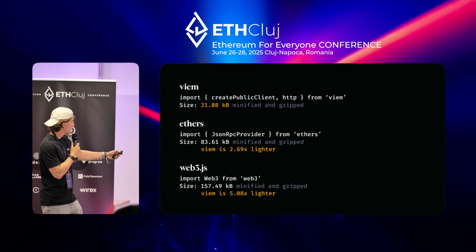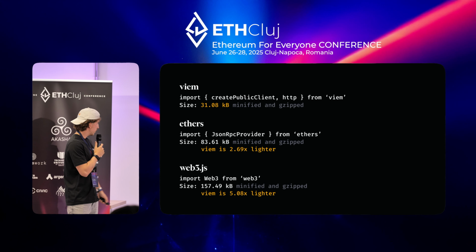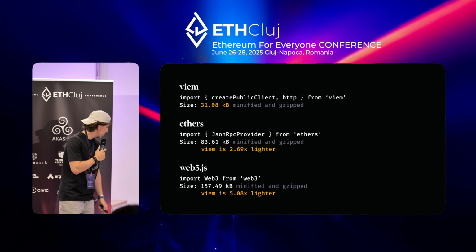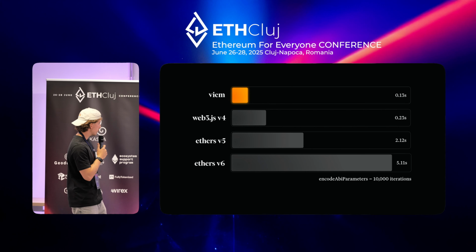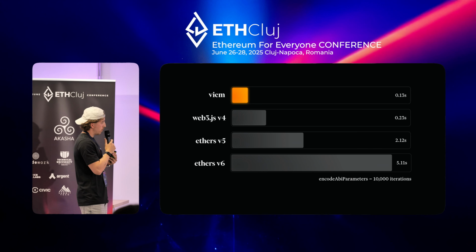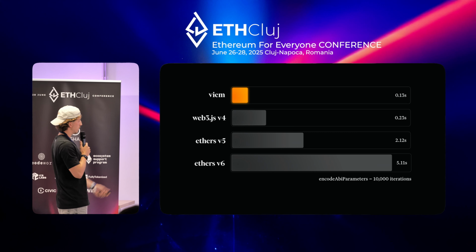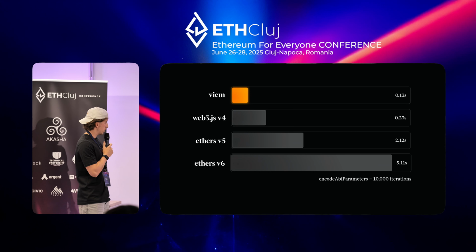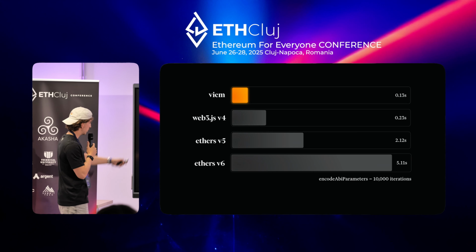This is a screenshot from the bundle size. Basically it takes 31 kilobytes from Viem to just start with it. It takes 83 for Ethers and 157 for Web3.js. This is a comparison for the iterations, the speed it takes to encode ABI parameters with all these libraries. And you can see just how fast Viem is compared to the others.